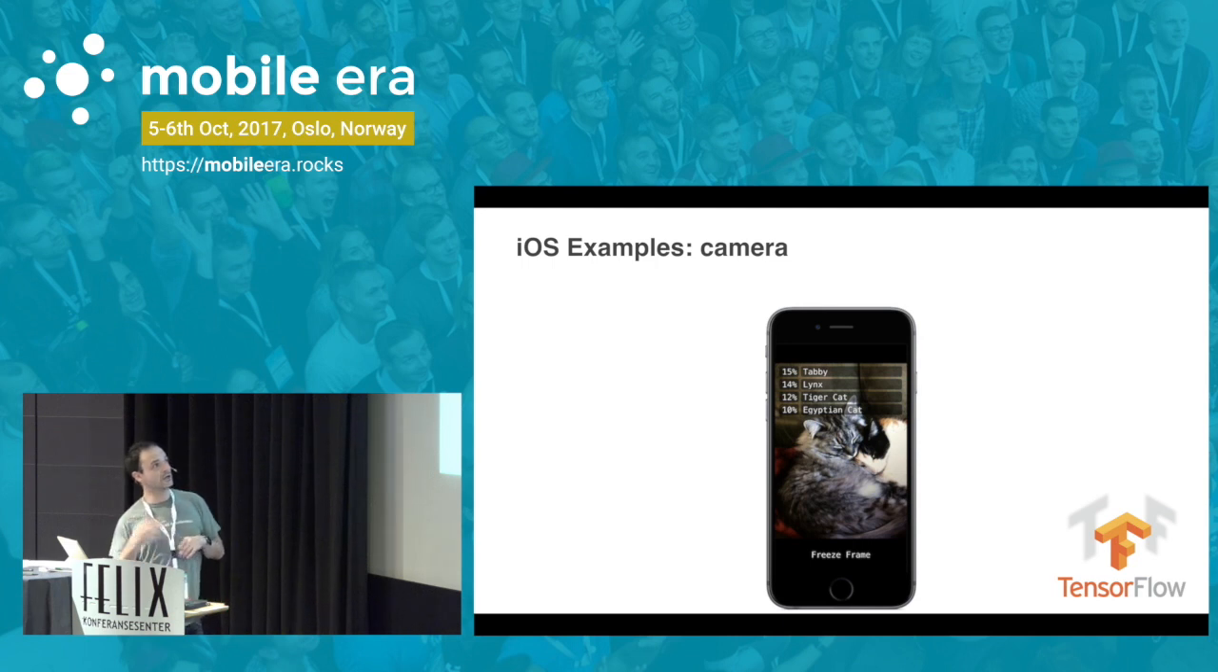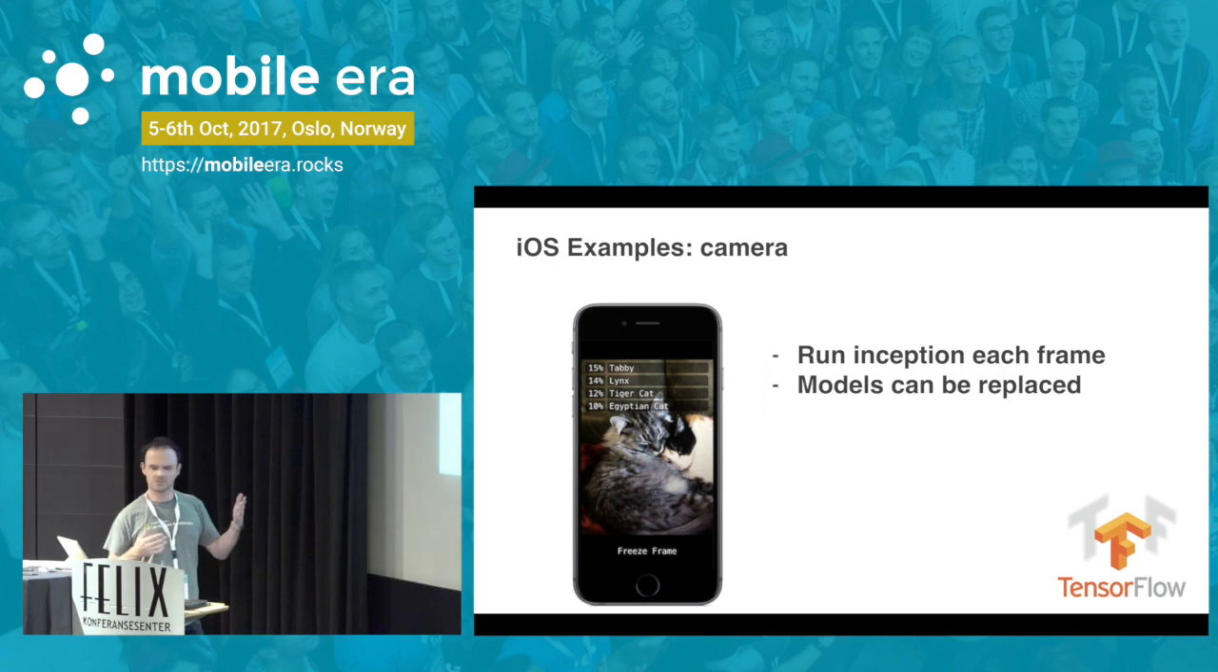In this demo, we also run Inception on each frame. It goes very fast. Also, I think iOS has one of those things where the C++ code works way faster. You don't need to make this access from Java and bridging. So it's pretty impressive, and the models can also be replaced. We can just go and say, please take this zip file instead of the other zip file.